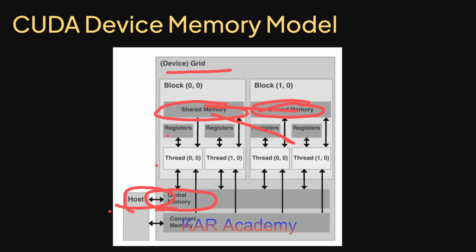On top of it, we also have something called registers. These registers are available per thread, and they can only be accessed by the threads. So anything we declare as a local variable will be allocated in the registers. So registers are the fastest memory that we can access.